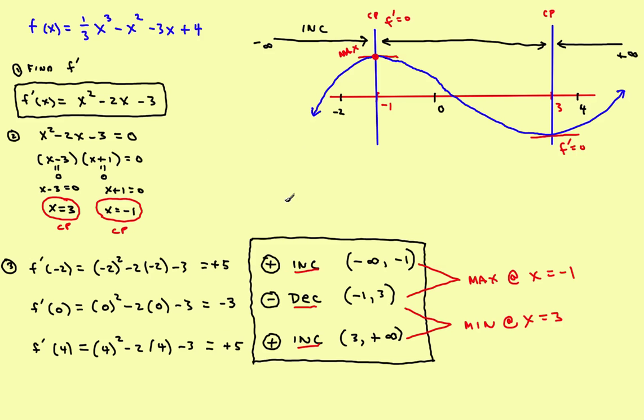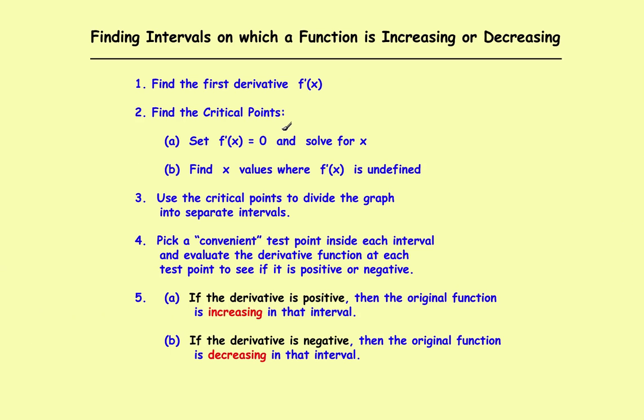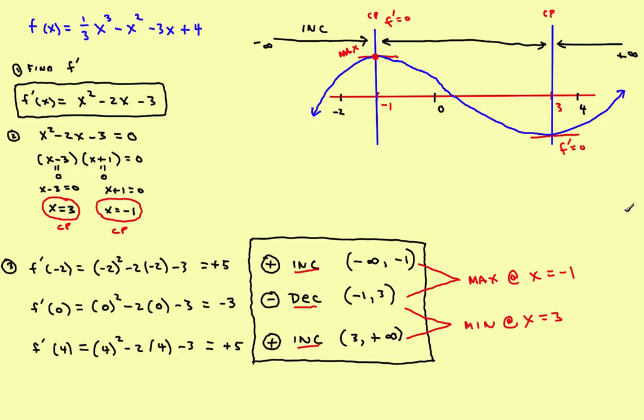But the steps to finding increasing and decreasing intervals, we'll go back and take one last look at that. If you follow this series of steps, the critical points divide it up into intervals, then pick a convenient test point inside each interval to see if it's positive or negative. If it's positive, it's increasing. If it's negative, it's decreasing. And then, although you don't have to do it, I think it helps if you sketch a graph and it'll give you an idea of what's going on. So that's how to use the first derivative to find intervals where it's increasing or decreasing, and just a quick look at the first derivative test.